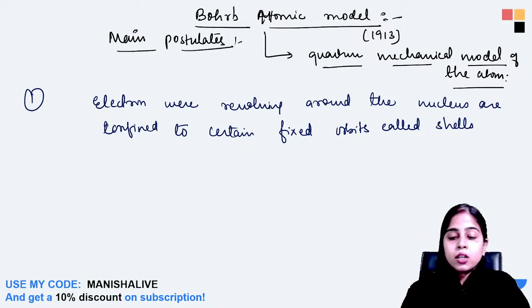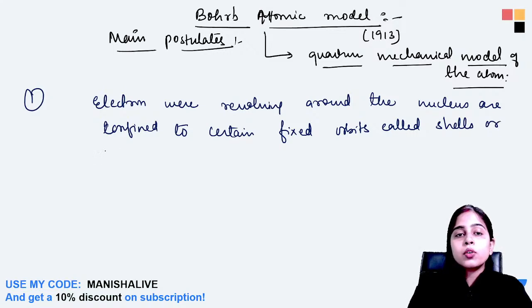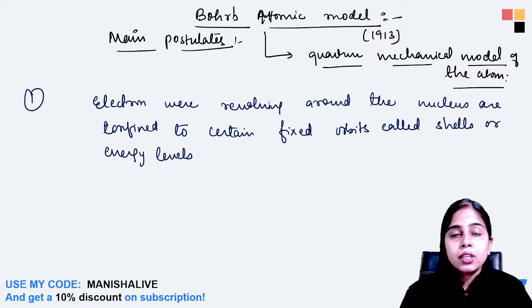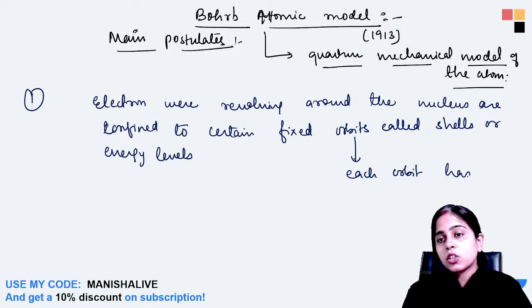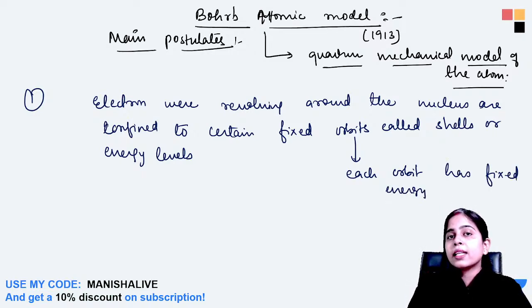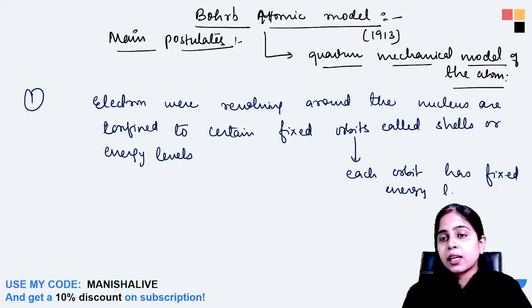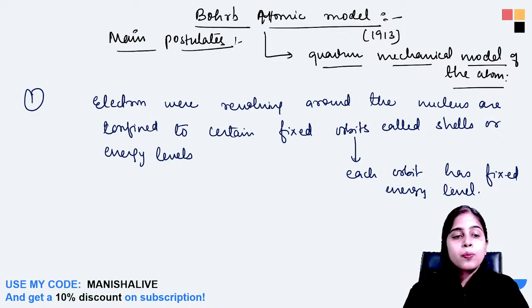Those were known as shells, or you can say energy levels, and each shell has a fixed energy level. Each orbit has a fixed energy level, and every electron residing in a particular orbit requires that much energy to live in that orbit, to revolve in that orbit. Very good, Faizan. Clear, everyone?